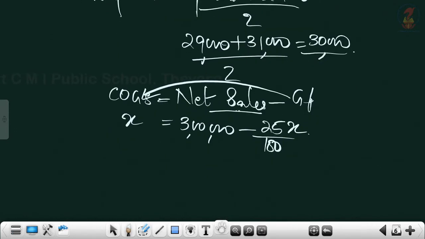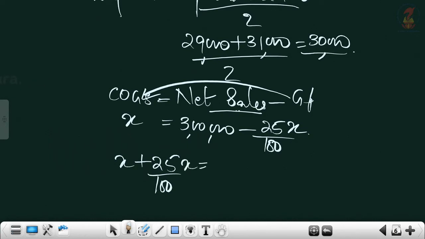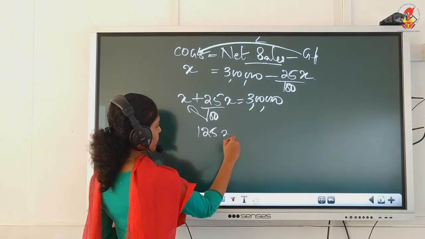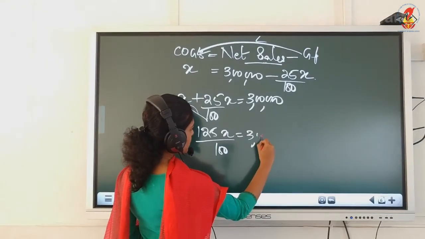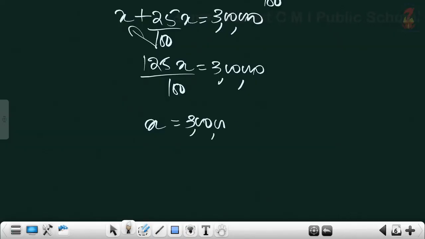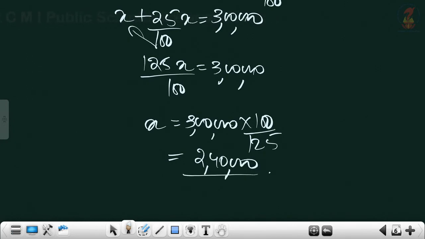So now the calculation will be equal to, you have to take this to the opposite side, so it will be positive 25% of X. Do cross multiplication. You must be thorough with these basic mathematics. 125x divided by 100 is equal to 3 lakhs. And now X will be equal to 3 lakhs into 100 divided by 125. So cost of goods sold value will be now 2,40,000.